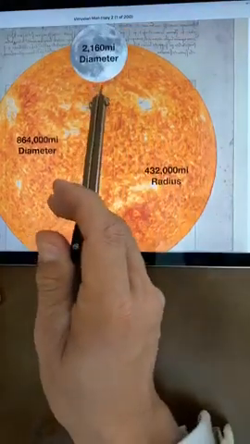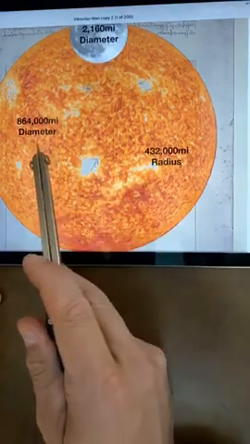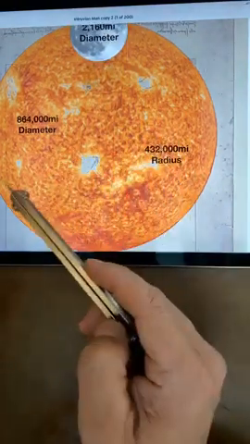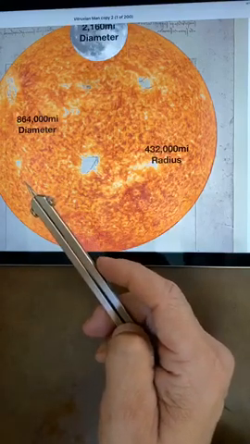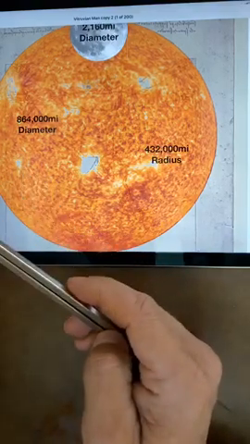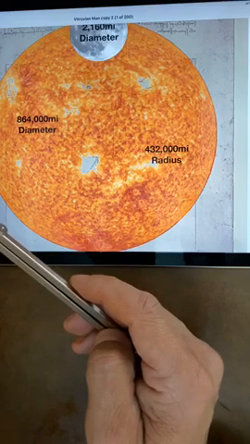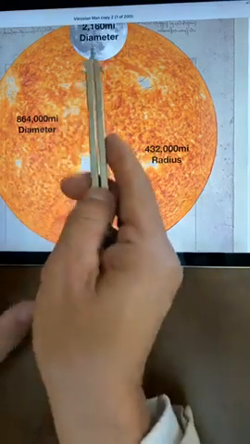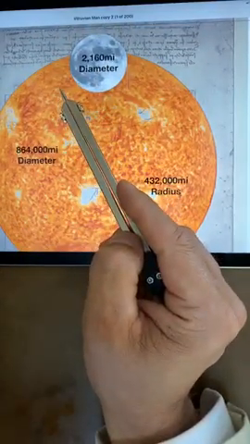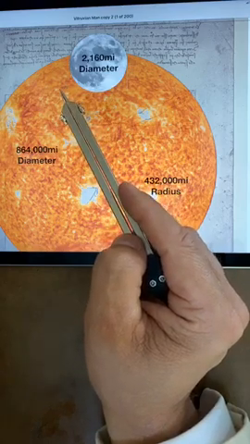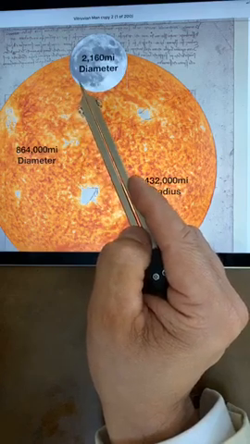So basically, you have the 2,160 miles is the diameter of the moon. 864,000 miles is the diameter of the sun. Now, have you ever thought about that? That the sun and the moon are exactly 400 times the distance from each other. So the distance from Earth to the moon is 400 times closer than the distance from Earth to the sun. And also, the exact diameter is 400 times difference as well. So this is why we have a perfect eclipse. Because if it weren't exactly 400 times smaller and 400 times closer, we would not see the moon as being the same size as the sun.